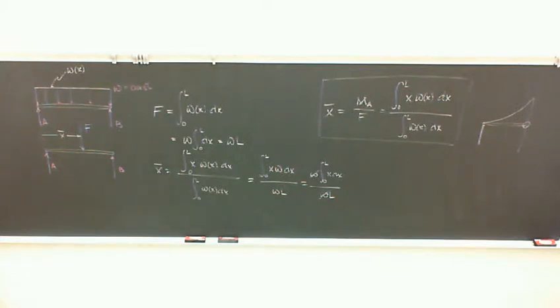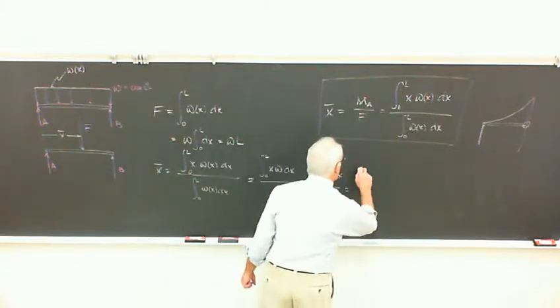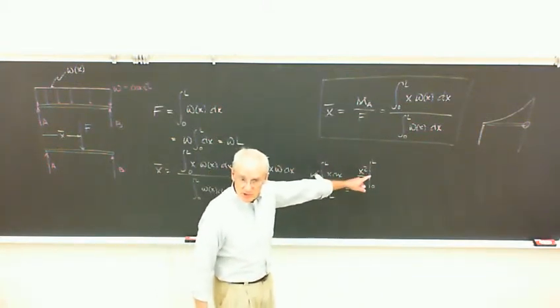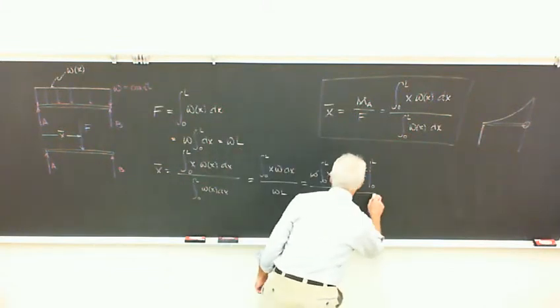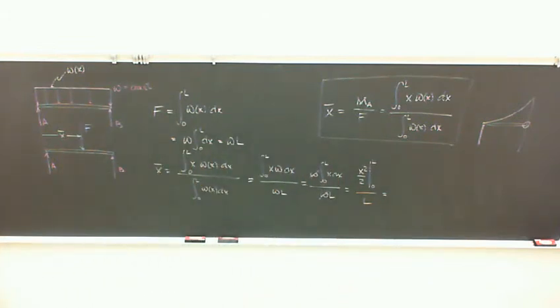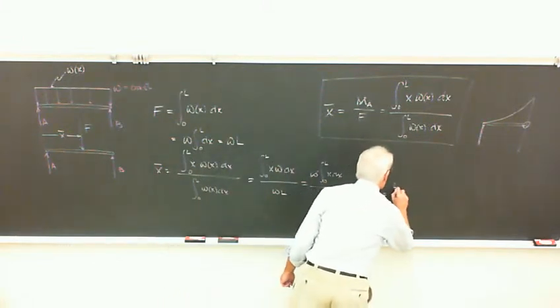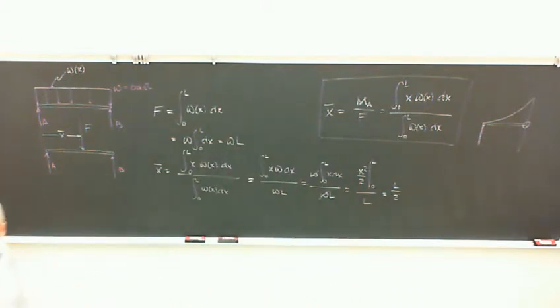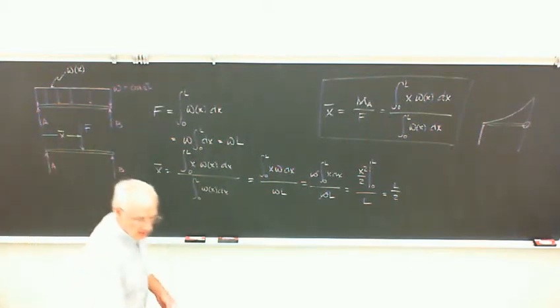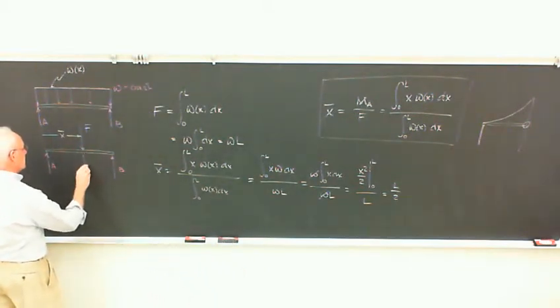We have just the integral of x dx, which is x squared over 2 evaluated from 0 to L. Is that the symbolism you use for evaluating an integral? Okay. And we still have the L on the bottom. So we have L squared over 2 divided by L, or L over 2, which is exactly where we would have put it, exactly where we did put it a couple weeks ago when you didn't even flinch because you trusted me so much.